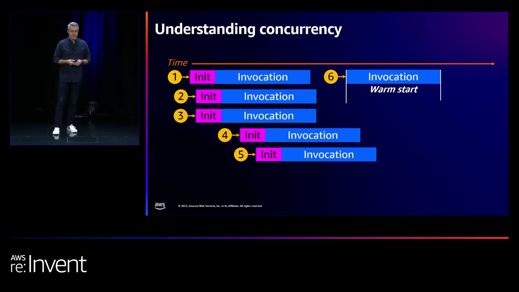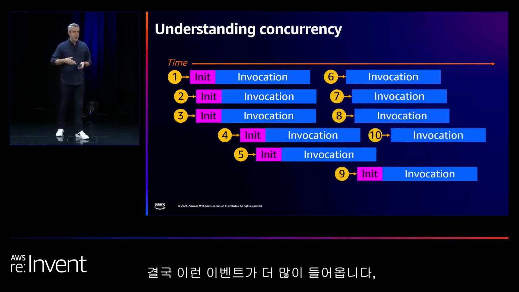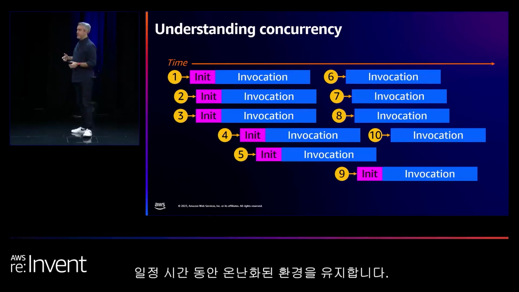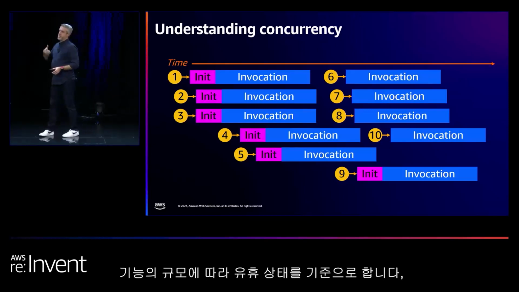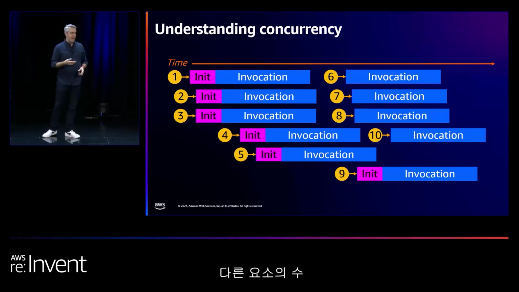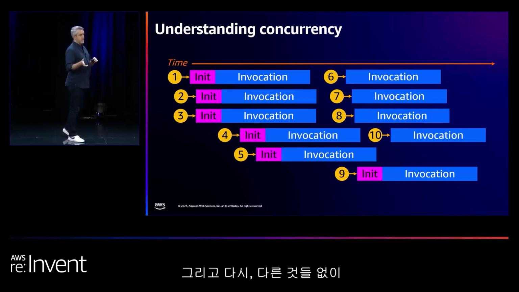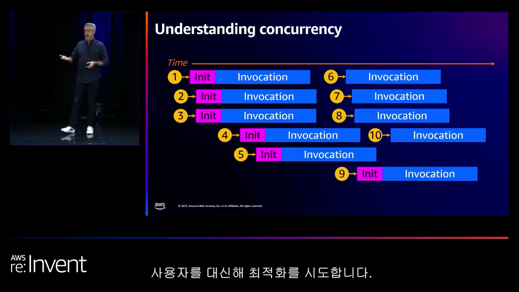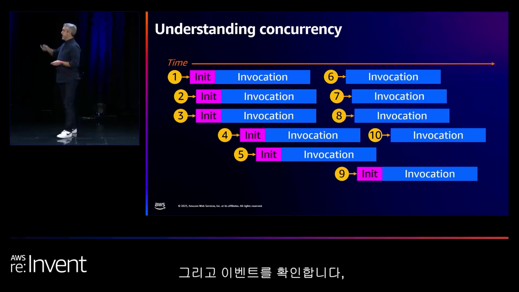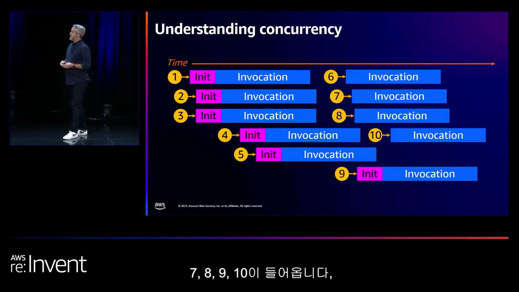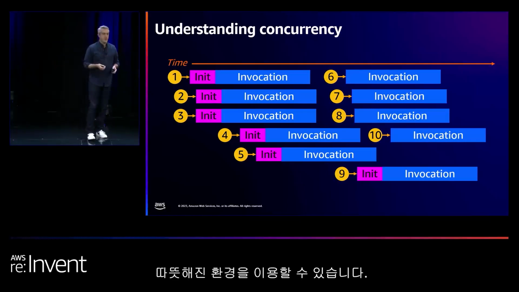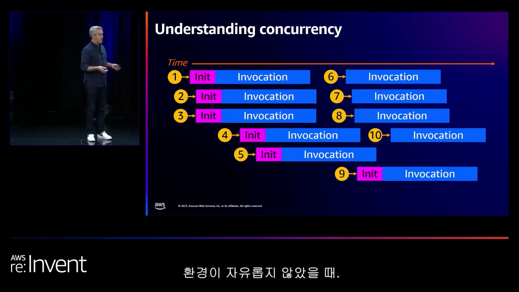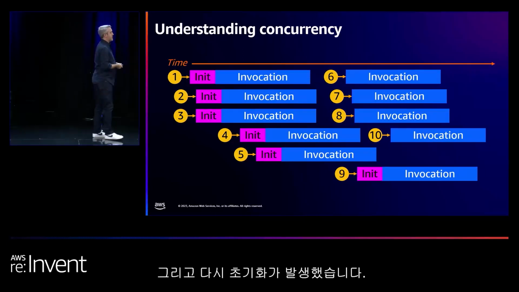And so eventually, as more of these events come in, the service says, I have warmed environments. We keep warmed environments around for a period of time based on idleness, based on the scale of your function, and a number of other factors. And again, without some of the other things I'll talk about here in a moment, you really don't get to control this. It's something that we take care of and try to optimize on your behalf. And so as we see events 7, 8, 9, and 10 come in, they're able to use these warmed environments. However, 9 had come in during a time when there was no environment free. And so again, that caused an init.